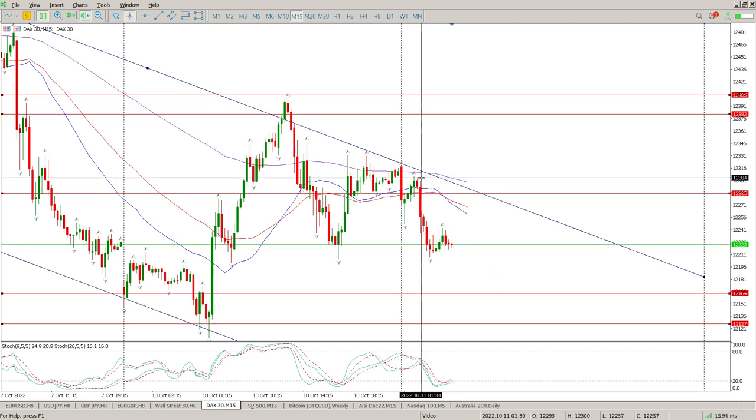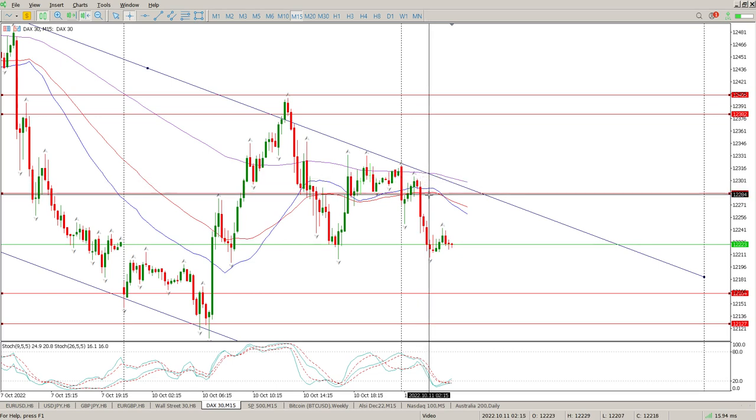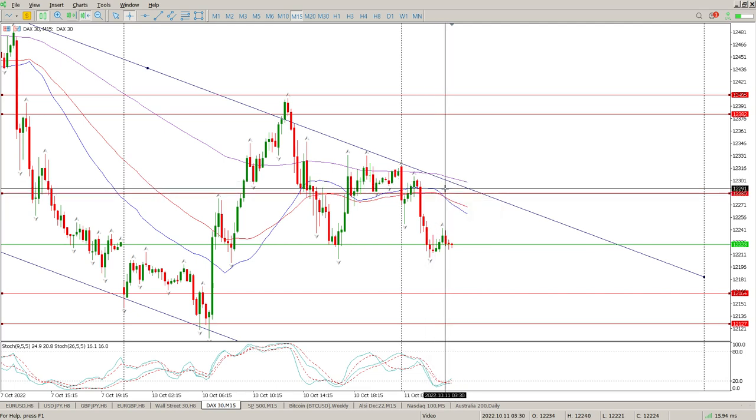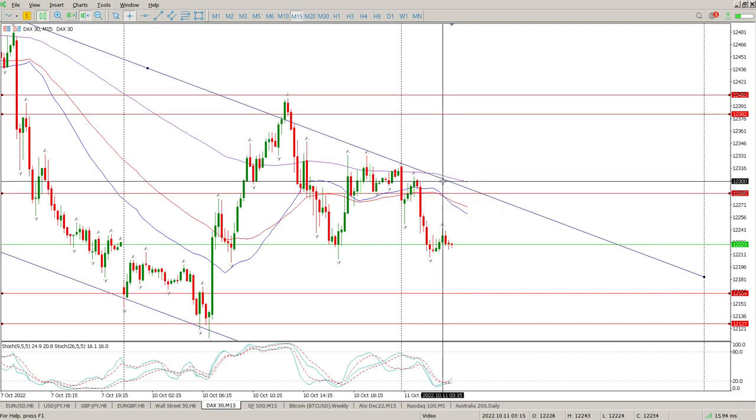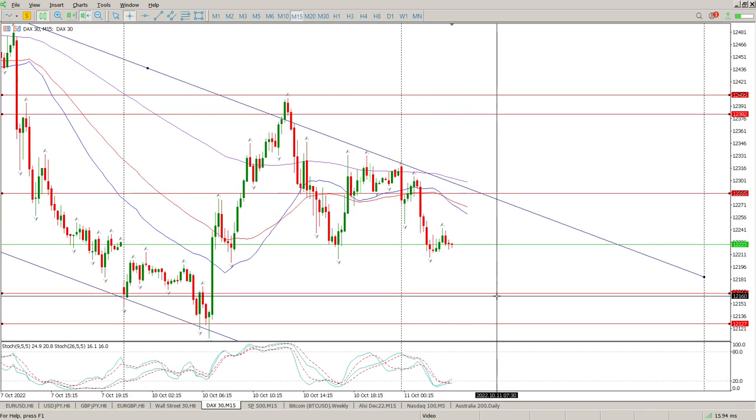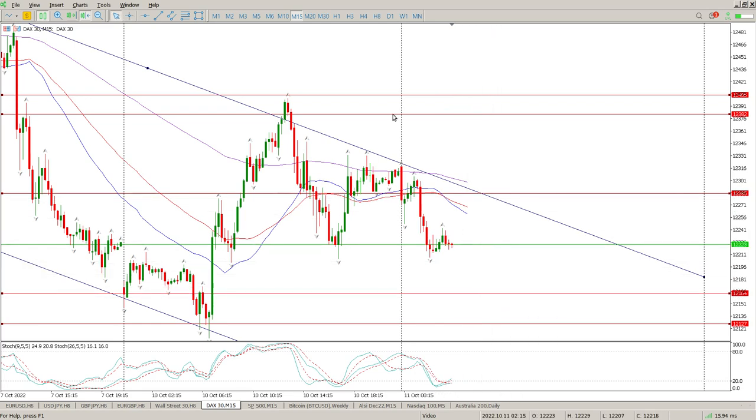Anything from 12,305 down to 12,284. If you see bearish price action in that zone, we're looking for a move down to come and test this area here. So that's my view at the moment.